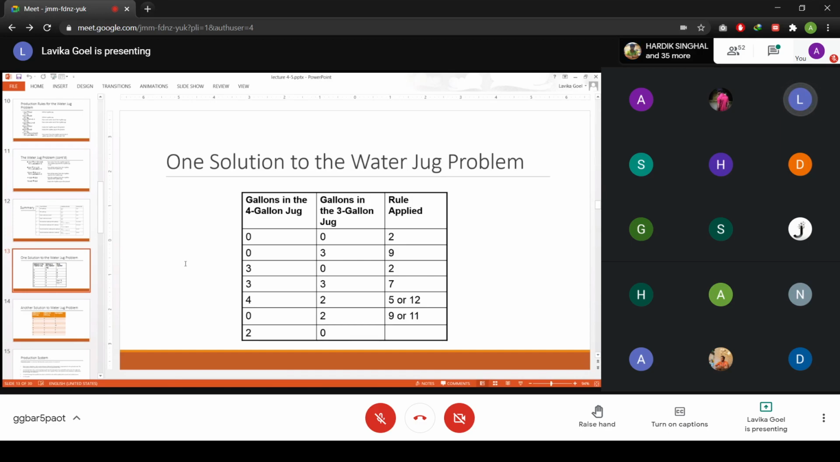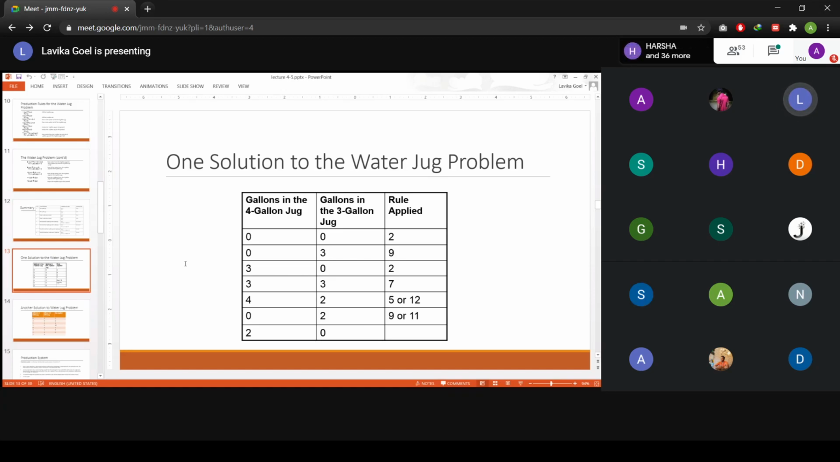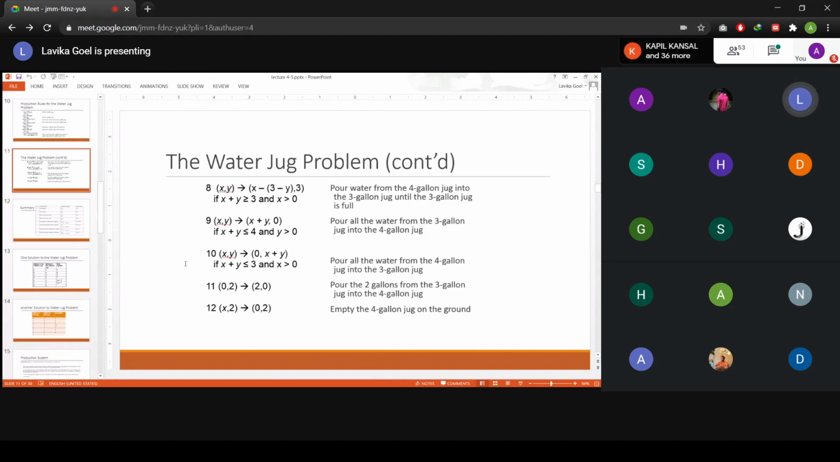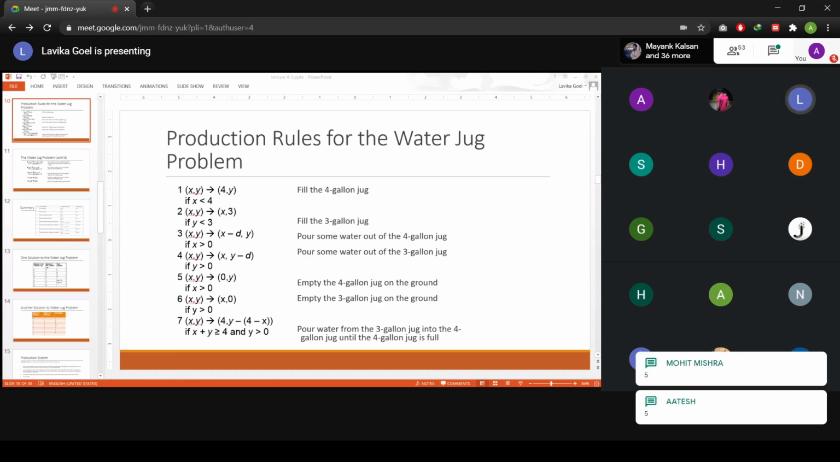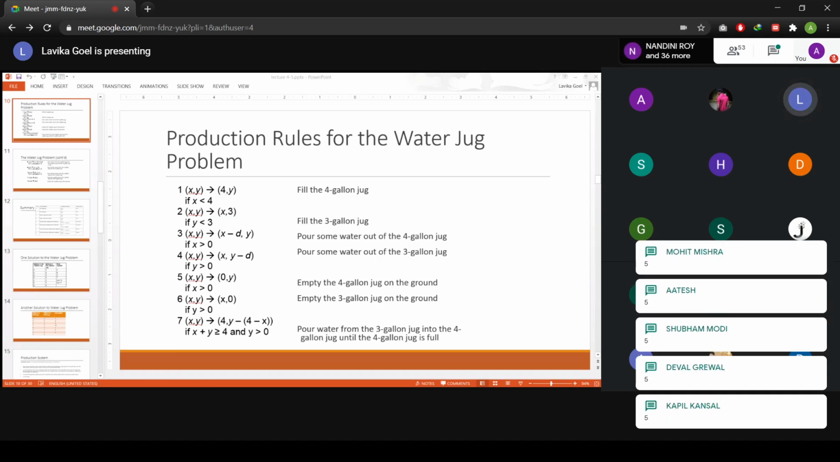Now from 4,2 you want to empty all the water on the ground for the 4-gallon jug. So the rule corresponding to that is, just see the rules, emptying rule. So empty all the water on the ground. So which rule? So which rule for emptying? Please tell. Waiting for your responses. Fifth rule, and which other rule?